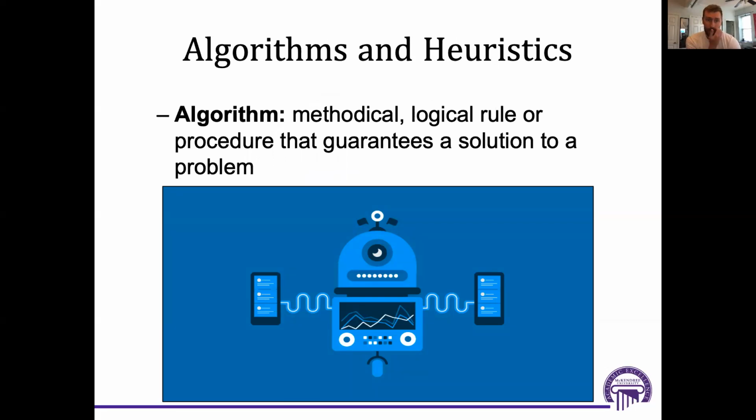Whenever you consider computers and how they operate, computers utilize algorithms. They are guaranteed ways of arriving at solutions. It's replicable. It is, again, procedural. It's this step-by-step way of solving things.